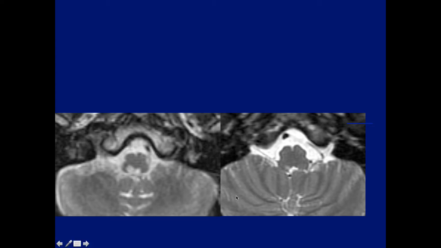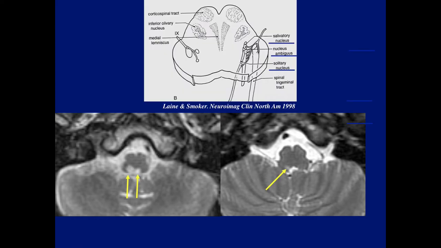And a common disease that we usually may see in the brainstem. Any diagnosis here? Correct. As Nate said, multiple sclerosis. We can see the lesions again in the appropriate location for 9 to 11 nerve symptoms. Again, where the salivatory, ambiguus, and solitary nuclei are.